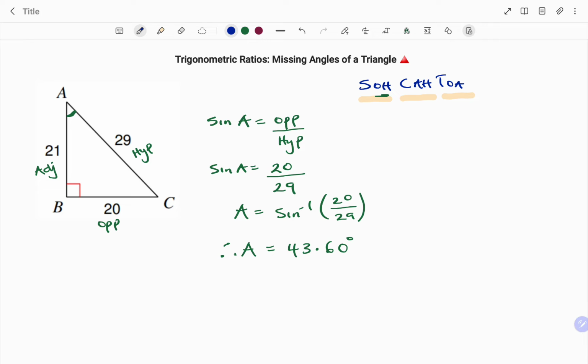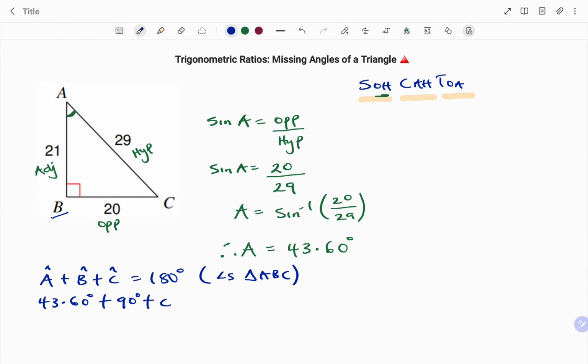To find the remaining angle, we know that the right angle, that's angle B, is equal to 90 degrees. The sum of angles in a triangle adds up to 180. So I have angle A plus angle B plus angle C equals 180 degrees. The reason being, the sum of angles in a triangle ABC adds up to 180. Angle A, as I calculated, is 43.60 plus angle B, which has been given as 90 degrees, plus angle C equals 180 degrees.